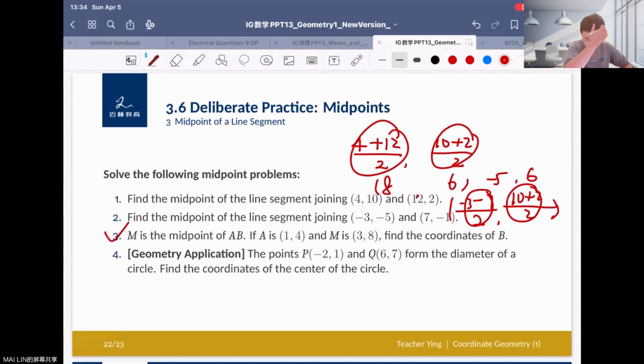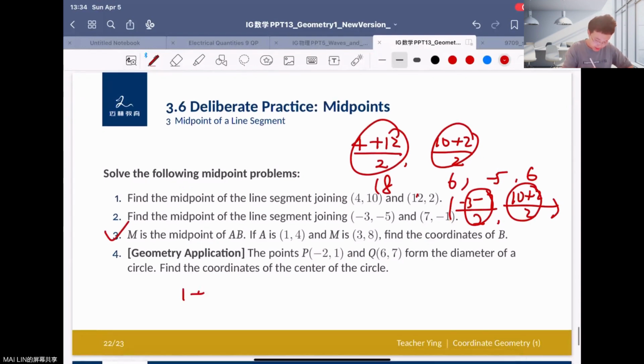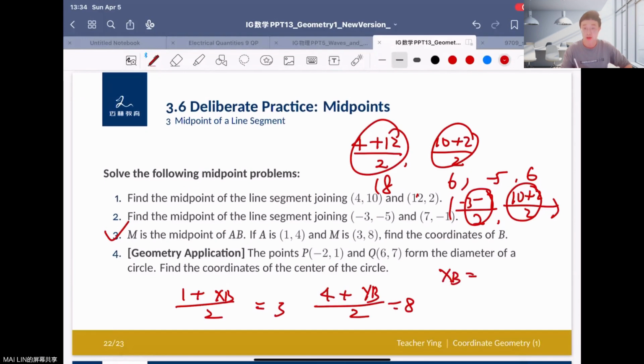And for the third problem, M is the midpoint of AB, and A is 1, 4, M is 3, 8, and find the coordinates of B, right? Also the same method, here we can say 1 plus XB over 2 equals 3. And 4 plus YB over 2 equals 8, okay? So you can calculate that XB equals 5 and YB equals 12, okay? That is for this value, okay? So here the answer is 5, 12, okay?